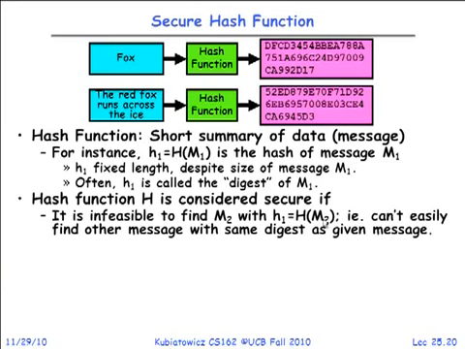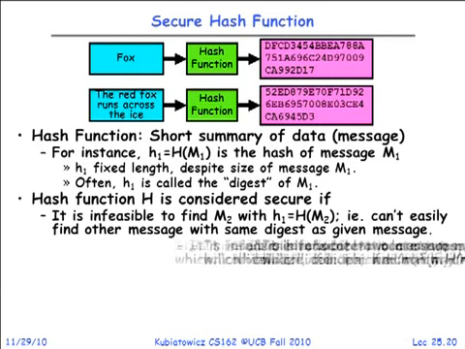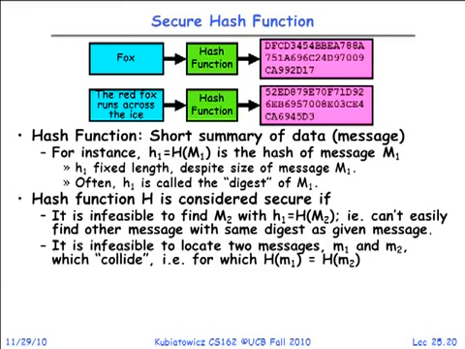The second thing is that it's infeasible to even locate two messages that happen to share a hash. This second condition is actually weaker than the first, because in the first I've got a hash and have to find a message that matches it. The second one is just: find me any two messages that have the same hash. Both of those are considered infeasible if H is considered secure.